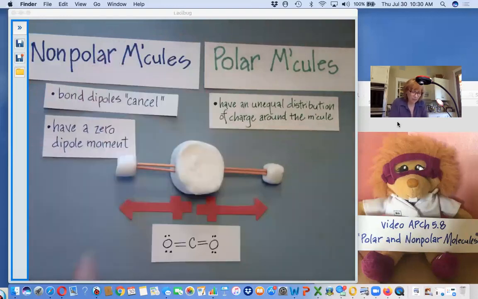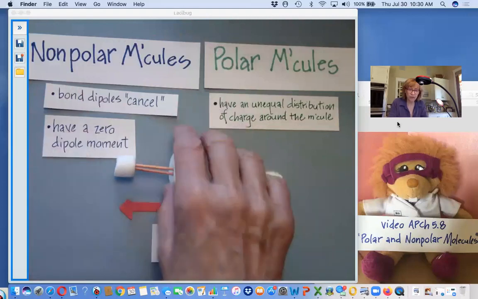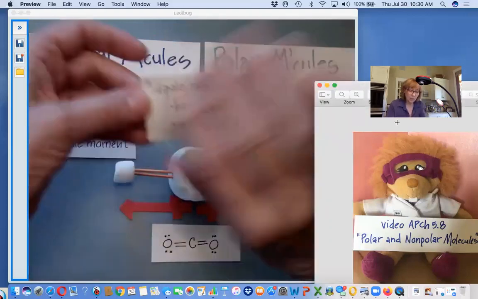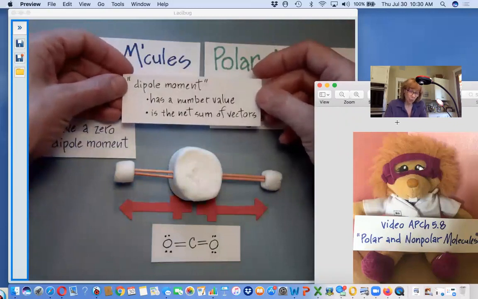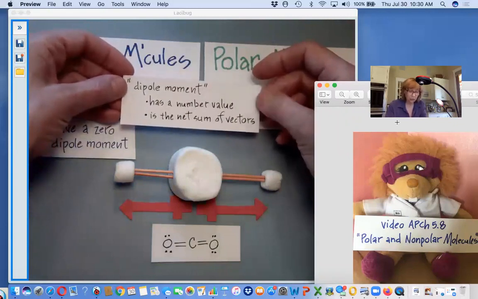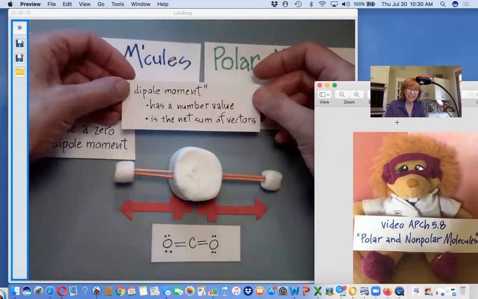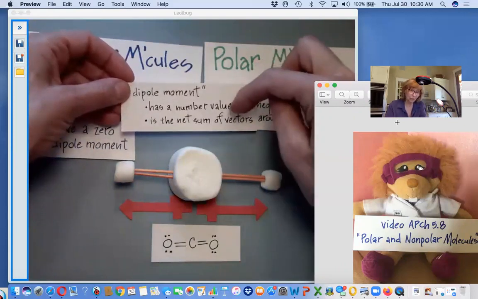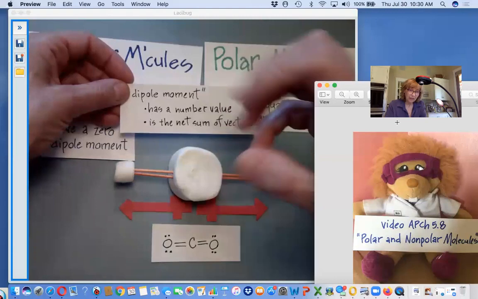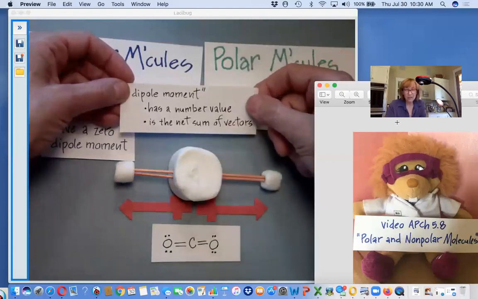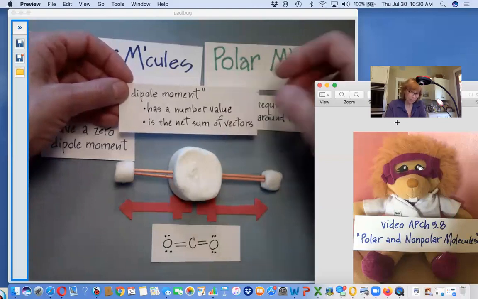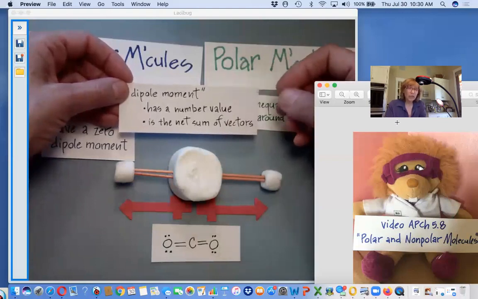Okay, let's talk about this term dipole moment for just a moment. Dipole moment is really more of a physics quantity. If you take physics, you'll probably learn how to calculate this. It does have a number value, but it's effectively the net sum of the vectors. So if you haven't learned about vectors yet, vectors have a magnitude and a direction.